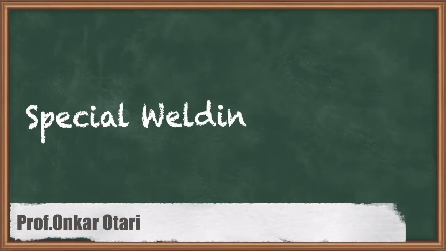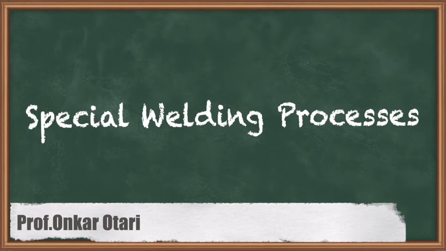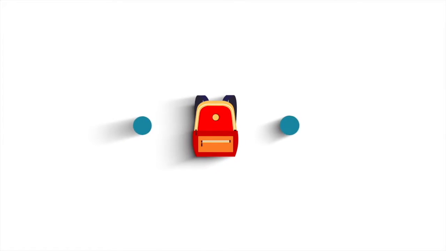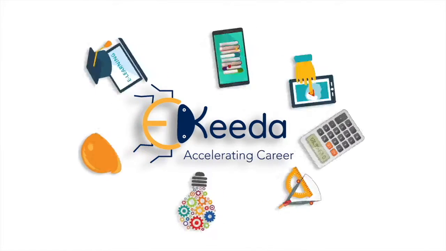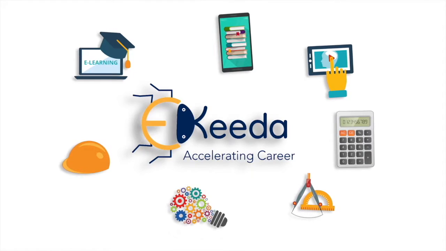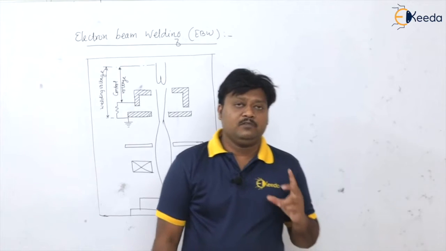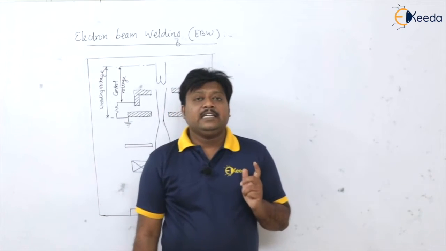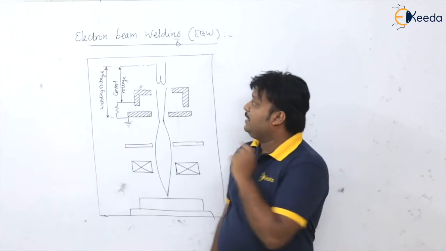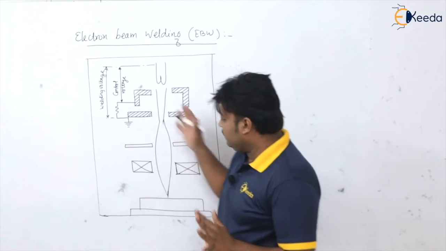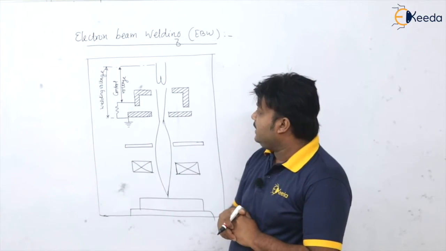Welcome students. Now in this video we are going to see the special welding processes. In that, the first welding process we are going to see is electron beam welding. And this is the schematic of electron beam welding.